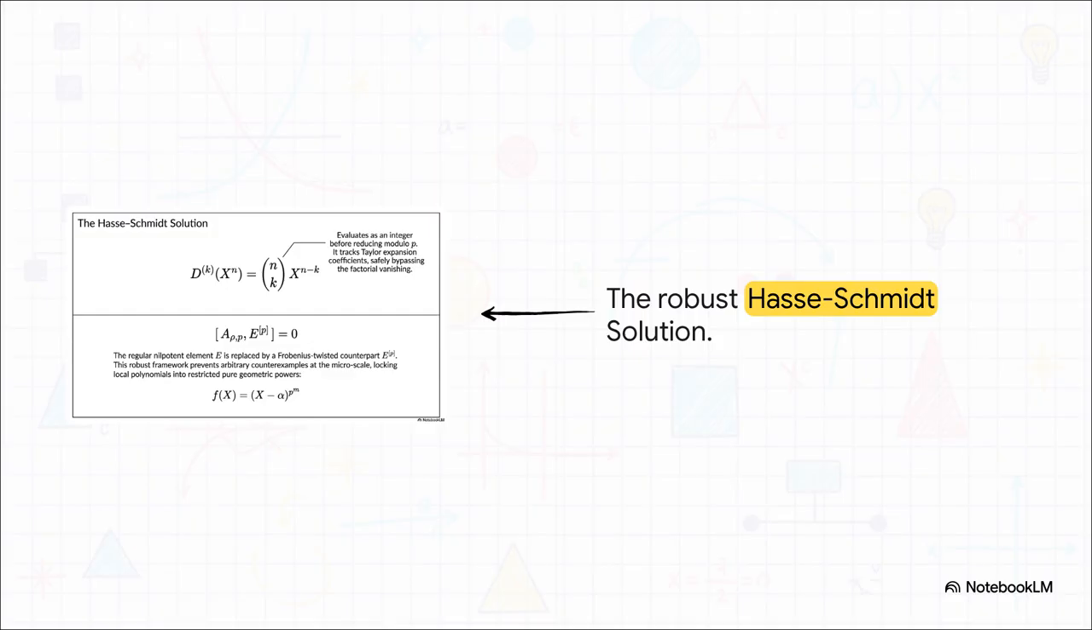We replace the classical derivatives with Hasse differentials, or Hasse-Schmidt derivatives. Notice the binomial coefficient in that top equation. This coefficient evaluates as a clean integer before reducing modulo P, which means it safely bypasses the factorial vanishing issue by tracking Taylor expansion coefficients instead of limit-based rates of change. Below that, the regular nilpotent element E is replaced by a Frobenius twisted counterpart. This highly robust framework locks local polynomials into restricted, pure geometric powers, totally preventing any arbitrary counterexamples at the microscale.